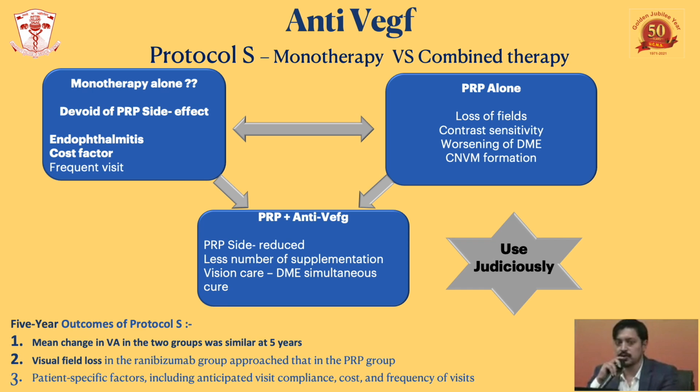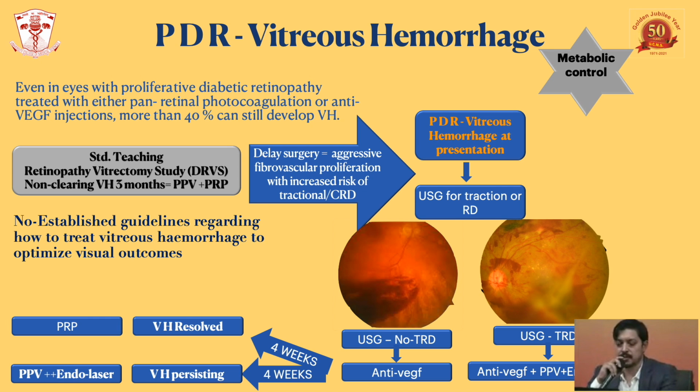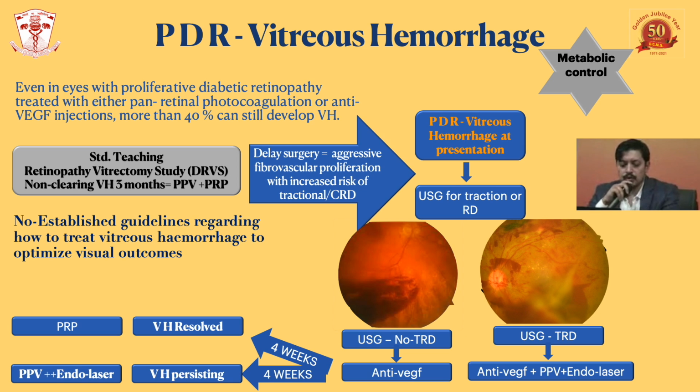It's just that when we use anti-VEGF, it takes over the tide of cystoid macular edema that will develop during the course of the disease. But yes, the only definitive treatment as of now is PRP. We also know that even after giving anti-VEGFs and PRP, 40% of the patients will still develop vitreous hemorrhage. And there are no established guidelines for vitreous hemorrhage.